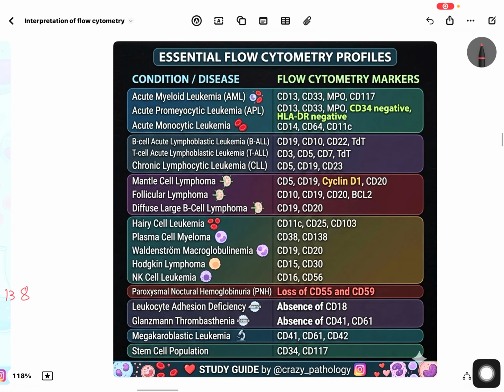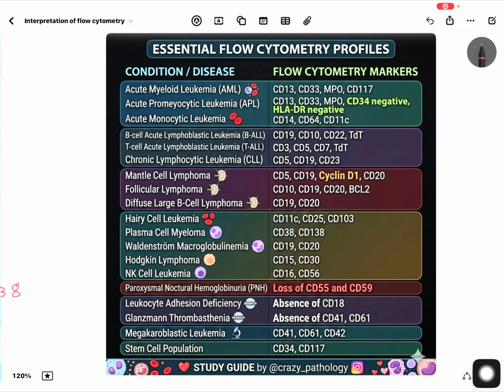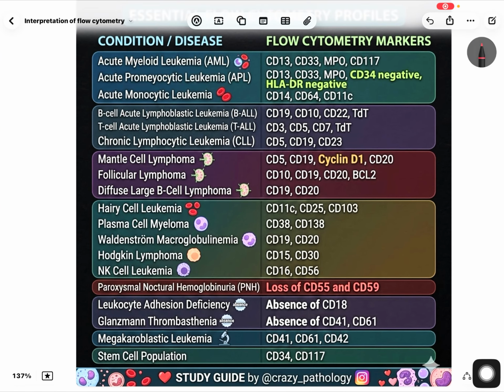Now let's see what happens here. Can you remember all of this? No, but I'll give you tricks in between. Okay, so let's read it first and then decide. So AML, what are the markers? CD13, CD33, MO and 117. Okay, and the rest are all pending here and showing you.